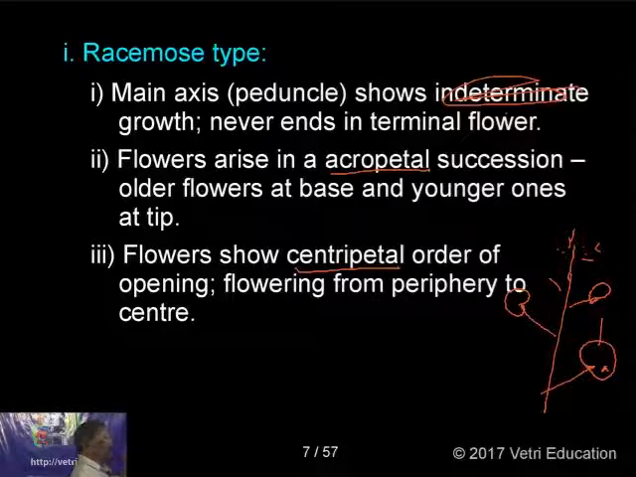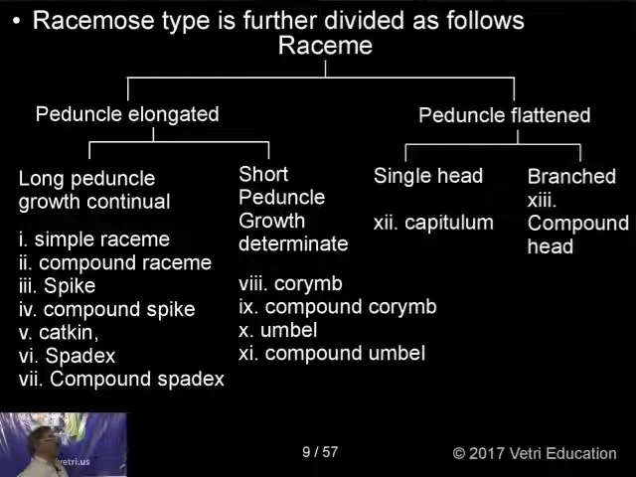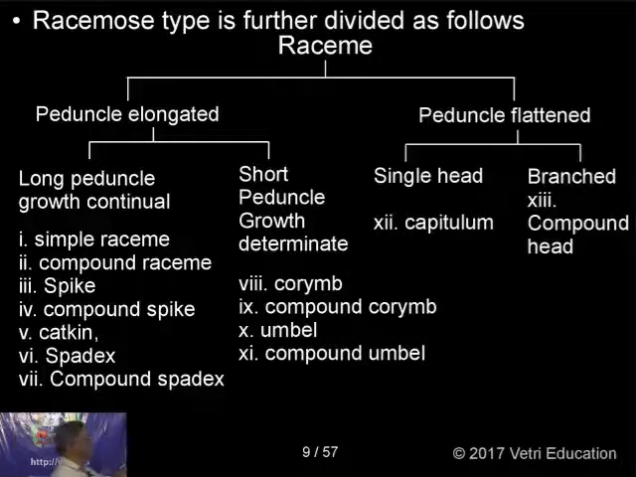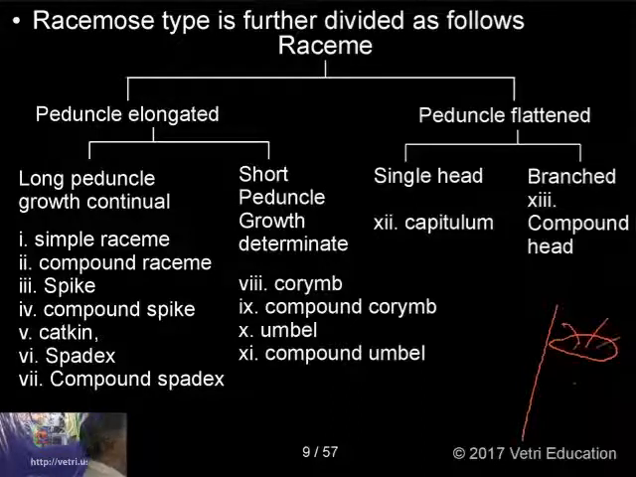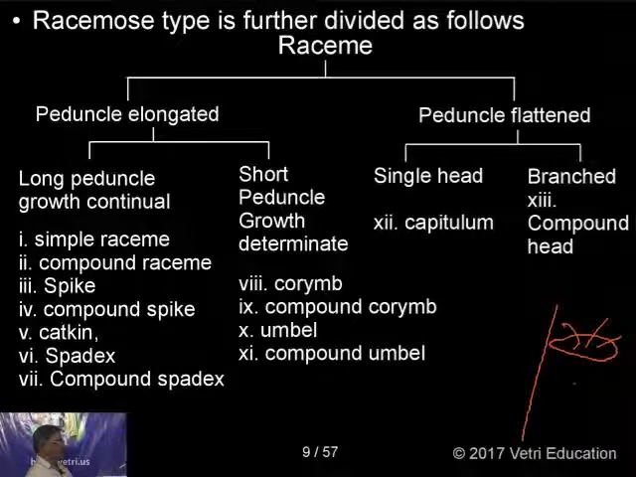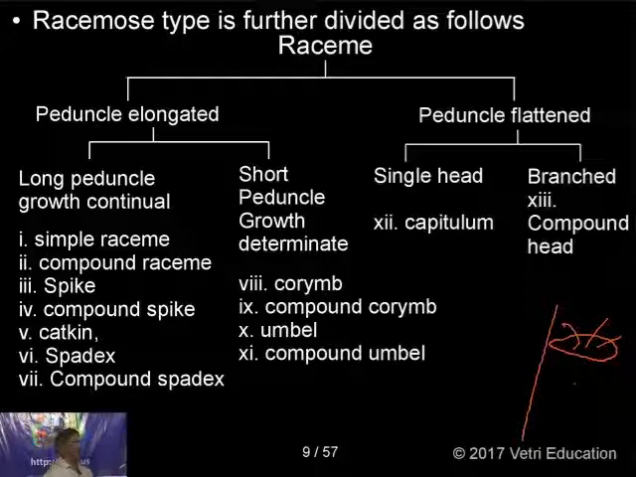Let us see what the types in racemose inflorescence are. Racemose types are further divided into peduncle elongated and peduncle flattened. In the elongated peduncle, the growth is indefinite, whereas here it is fixed and it is a flattened, flat-like peduncle, from which the flowers will develop. With a long peduncle and continuous growth, you can find simple raceme, compound raceme, spike, compound spike, catkin, spadix and compound spadix. These are the seven types under long peduncles. With a short peduncle, growth is determinate: corymb, compound corymb, umbel and compound umbel. And with a peduncle completely flattened, you can find two types: capitulum, also known as single head, and for the branched head you have compound head.